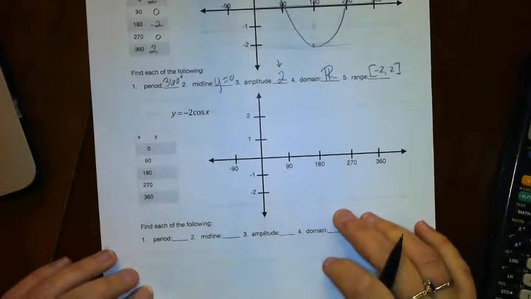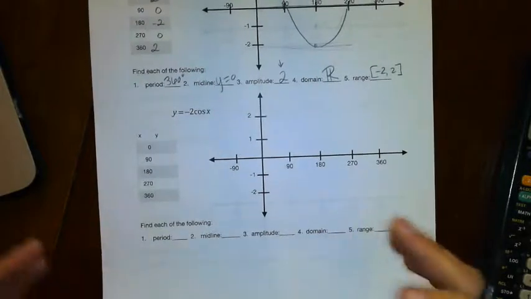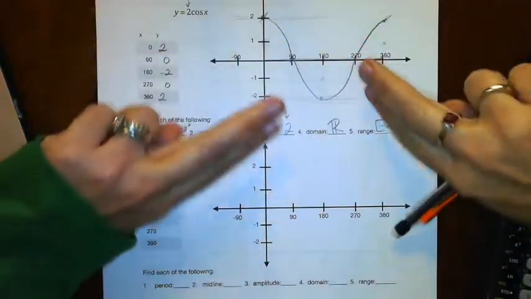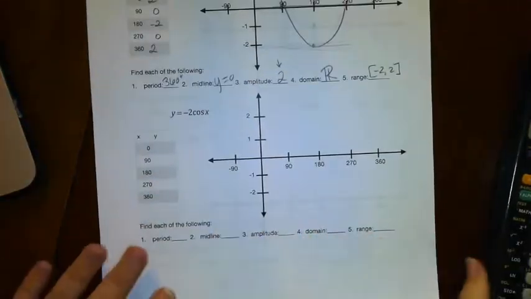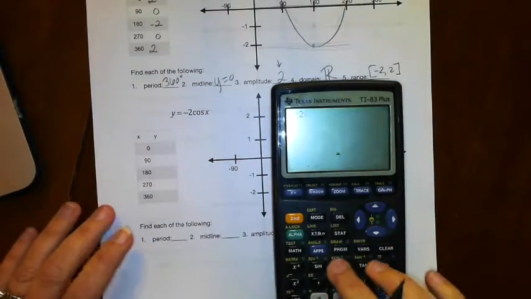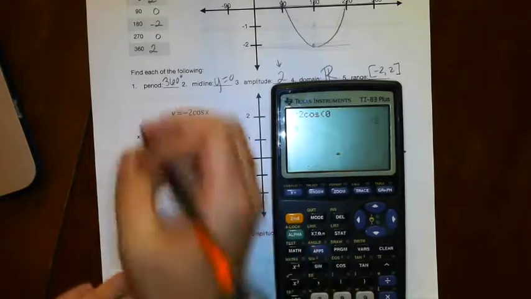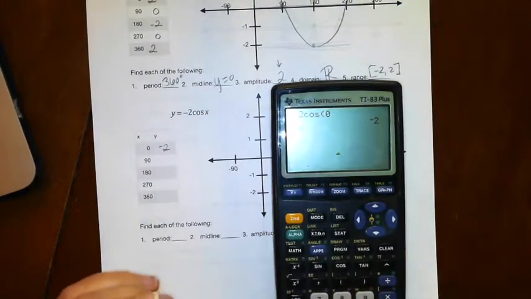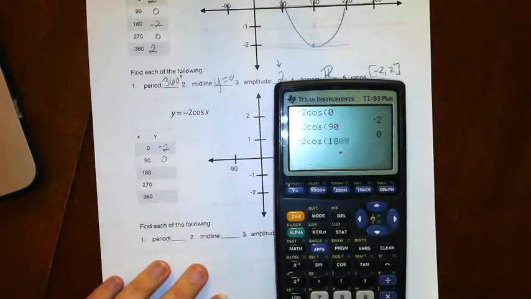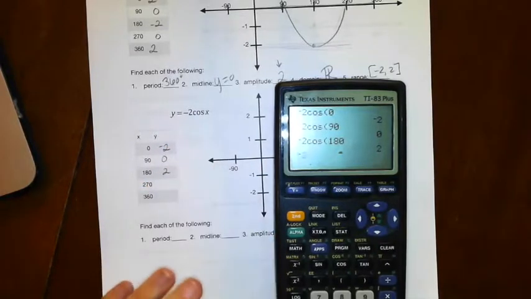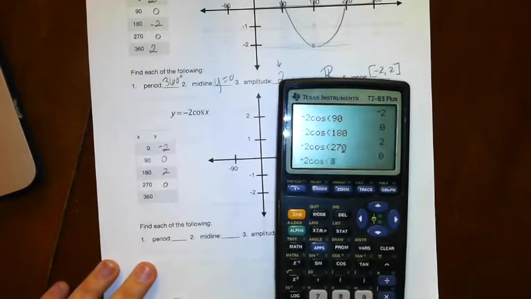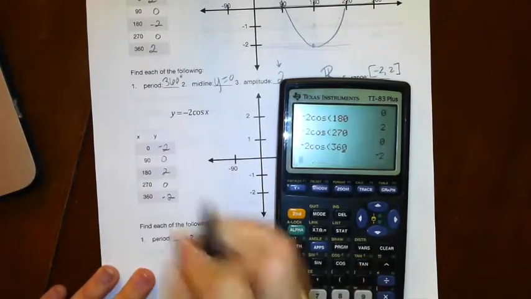Second example, it's the same value 2. It's just negative. You might just understand it's just going to take this graph and flip it over the x-axis. But if you need to, just type the values in your calculator if you're just not processing that quite yet. -2 cosine 0 is -2. -2 cosine 90 is 0. -2 cosine 180 is 2. -2 cosine of 270 is 0. And -2 cosine 360 is -2.